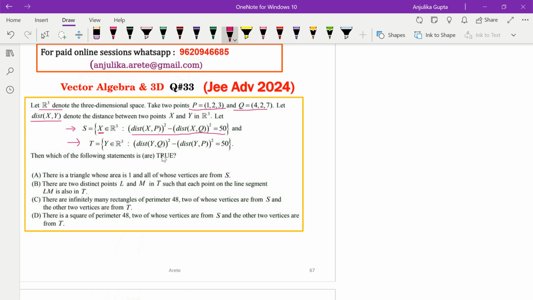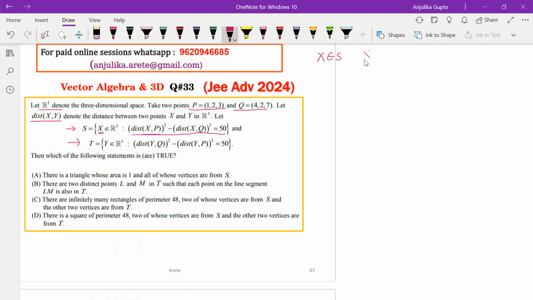statements are true. So what we have to do is get to know what is in my S. What kind of elements are in S or in T, because all the questions are about S and T. So let's get going with the first one. It says the distance between X and P. What do you think the distance between X and P is? X is something which is not known, which belongs to S.